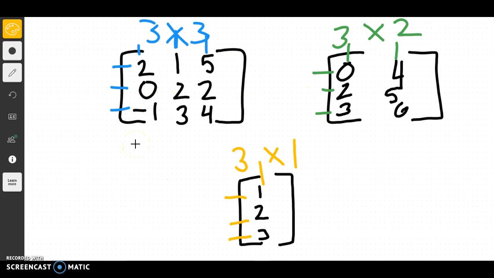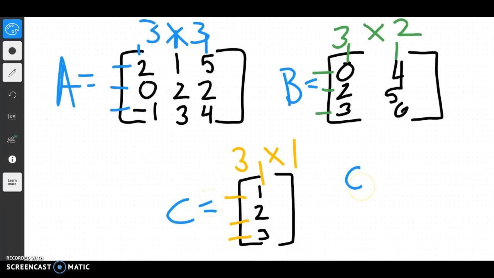And then the elements: if I labeled this one A, this one B, and this one C, and I wanted the element C 2, 1, we'd go to row 2, column 1, and we'd get element 2. Okay, so this is how we read matrices and how we put all this information into matrices.